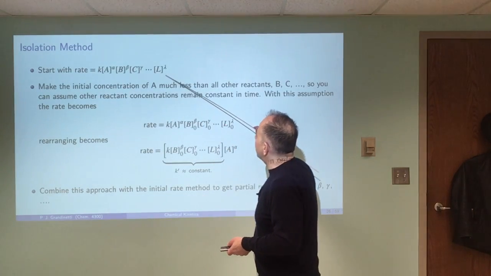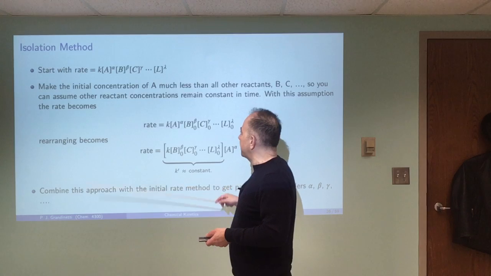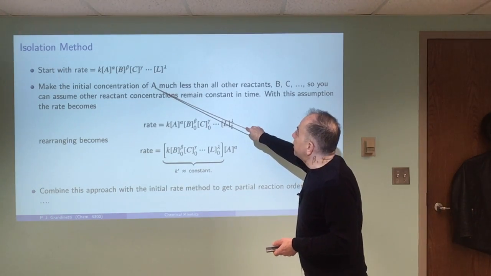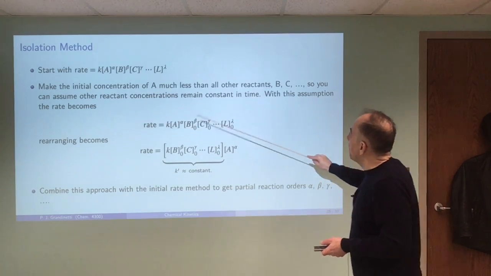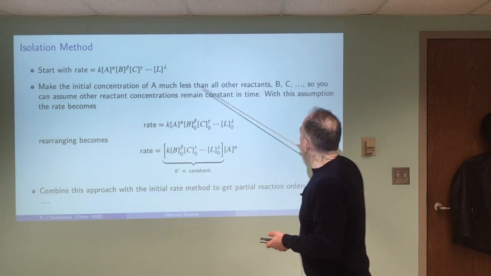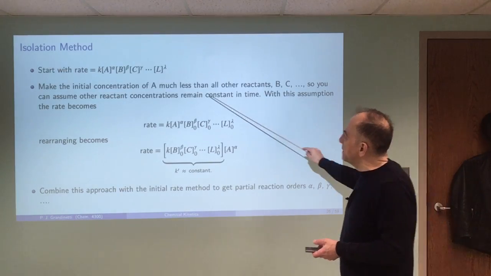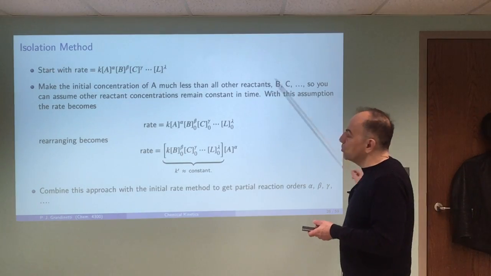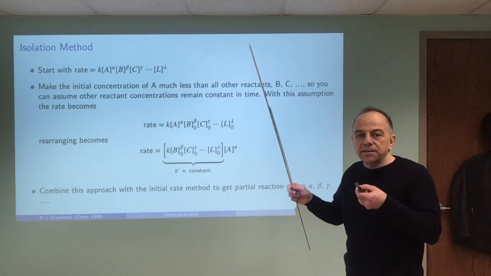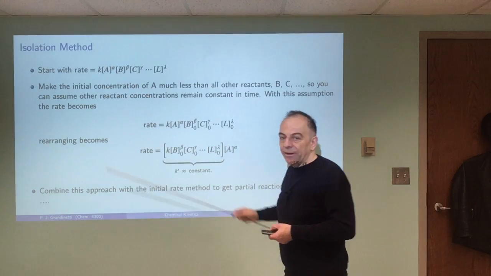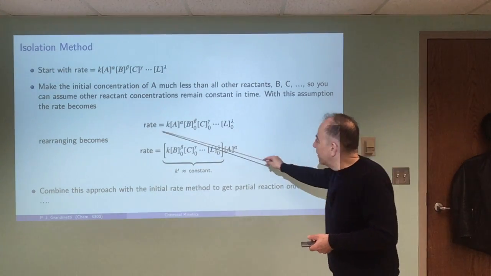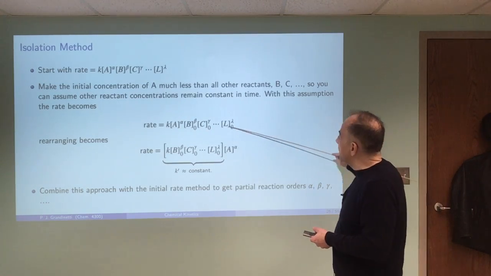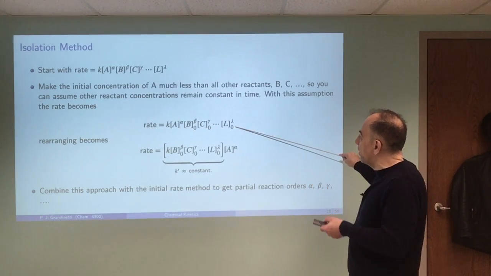So if you have some reaction that involves a lot of different species, then if you want to focus on A, you make the concentration of A much less than all of the other species. You make the other species concentrations very high, so as the reaction proceeds, their drop percentage-wise is much smaller than the drop of A. Then you write the reaction like this, where A is the one that you're focusing on, and these are the ones that are set to a very high concentration.